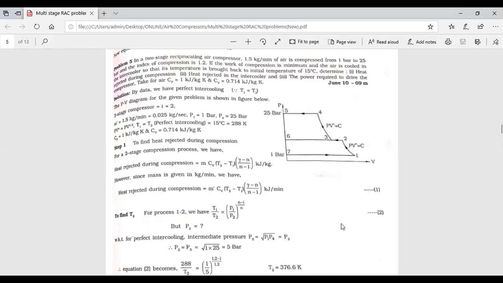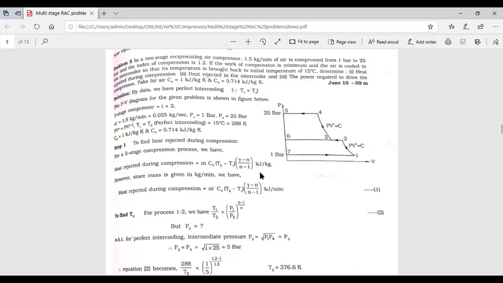Now, to find how much heat is rejected during the compression process. You remember, I derived this in BTD. This gives the value of heat rejected during a polytropic process. You have to remember two formulas. One is work done: P2 V2 minus P1 V1 divided by n minus 1. And another is the heat rejected, how the heat transfer takes place during a polytropic process. This is a standard formula: m Cv into (T2 minus T1) into (gamma minus n) divided by (n minus 1).